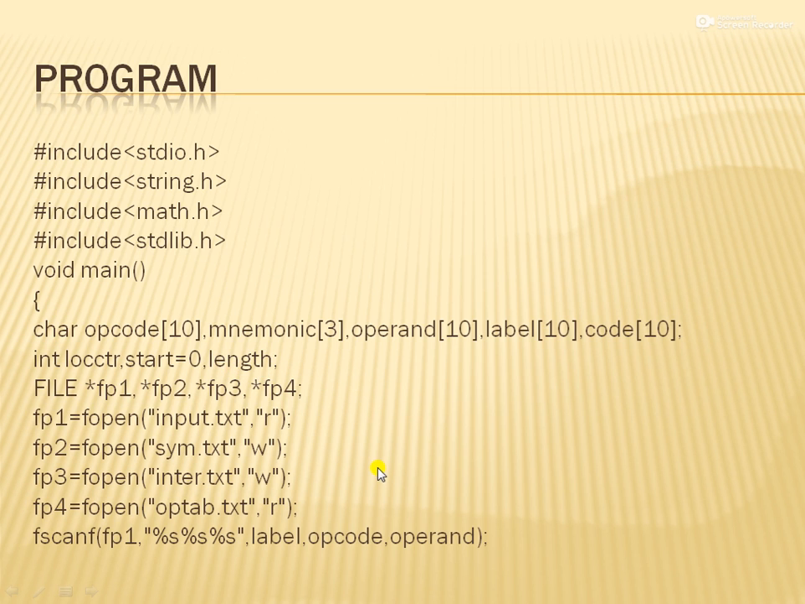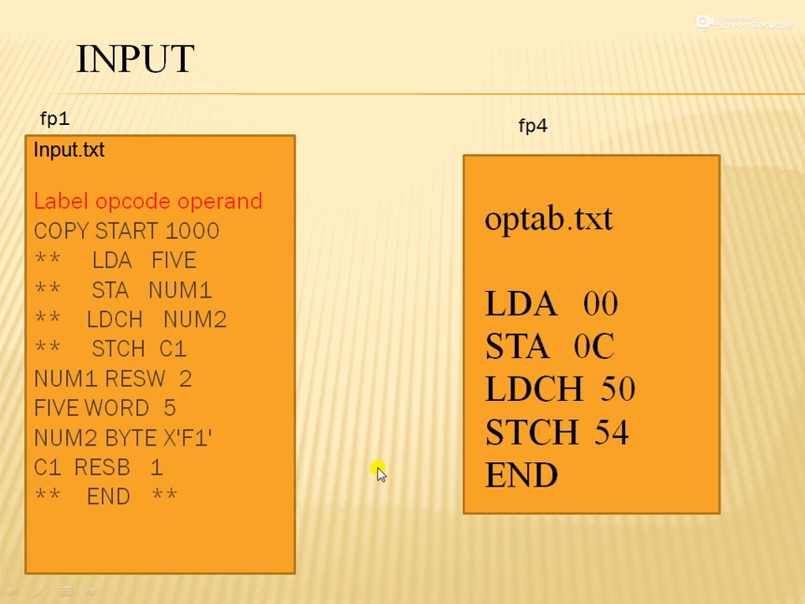Now just see the input. This input should always be in the form of label, opcode, operand. So this much portion will be the input which you are writing in a file. That file is already there, given as the input, and you are opening this file. So the first step is to read the first line of this file.